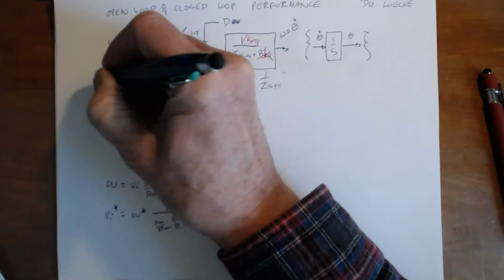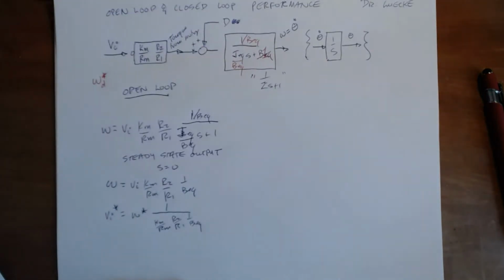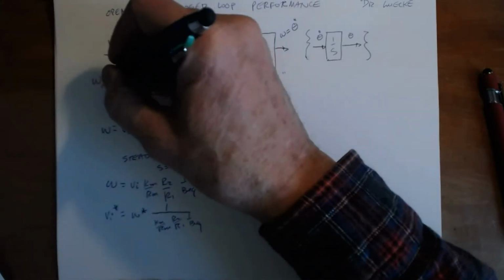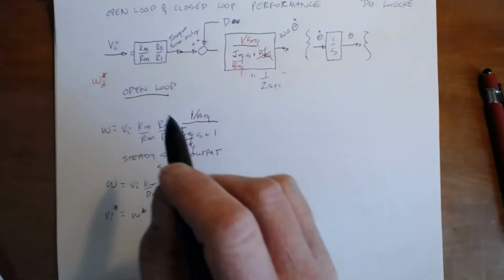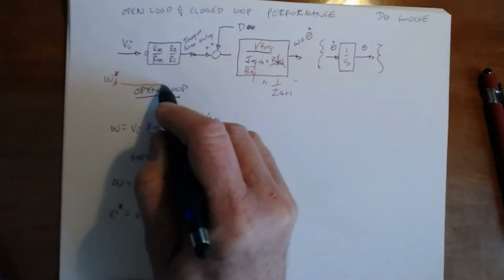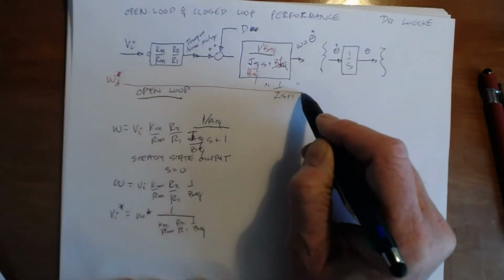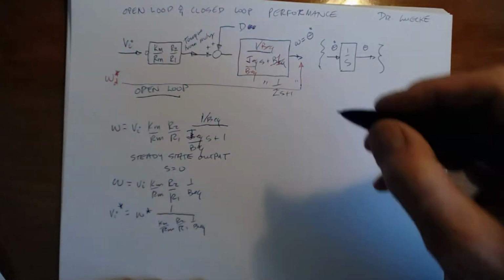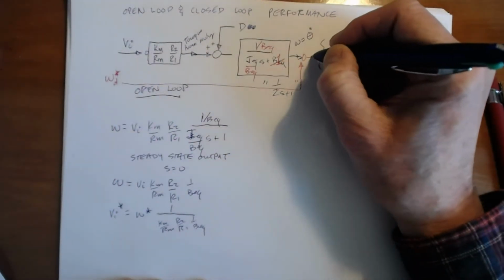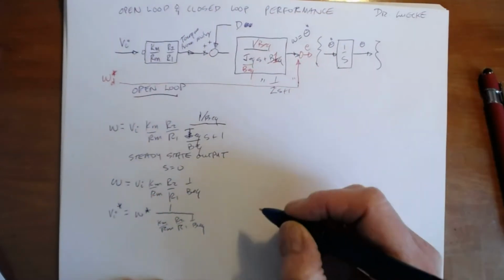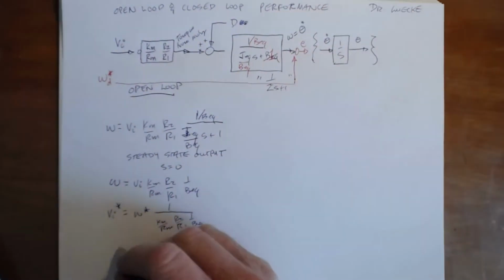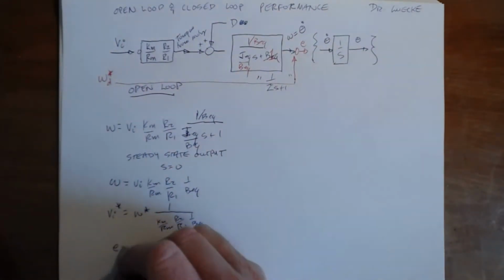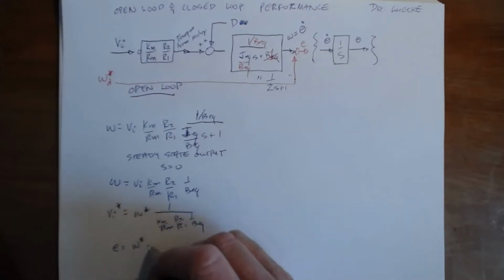Sometimes I call it omega desired, but for now I'll just call it omega star. That's what I want. And what I can do is, in block diagram parlance, I'm just going to find out what the error is here. This is E. And what I can say is that E, the error, equals omega star minus omega.